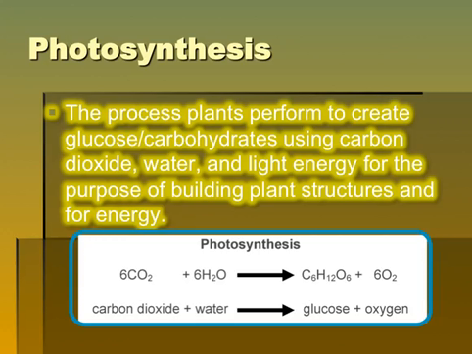Plants carry out photosynthesis. Photosynthesis is the process plants perform to create glucose and carbohydrates using carbon dioxide, water, and light energy. They do this for the purpose of building plant structures and for energy. So in summary, plants take carbon dioxide and water and using light energy convert it into glucose and oxygen. That glucose can then be converted into larger carbohydrates or cellulose for the cell walls of their plant cells.